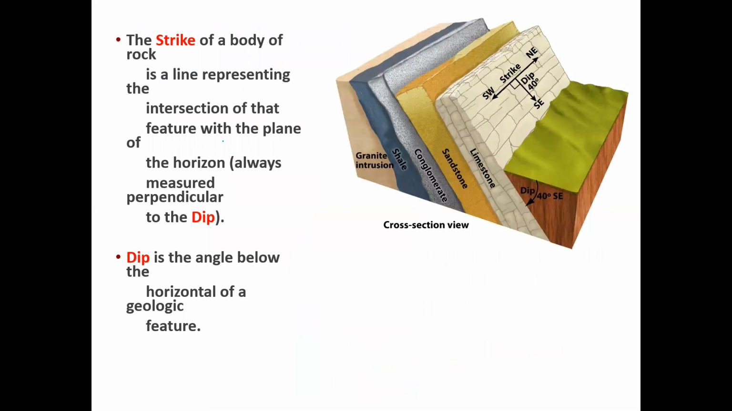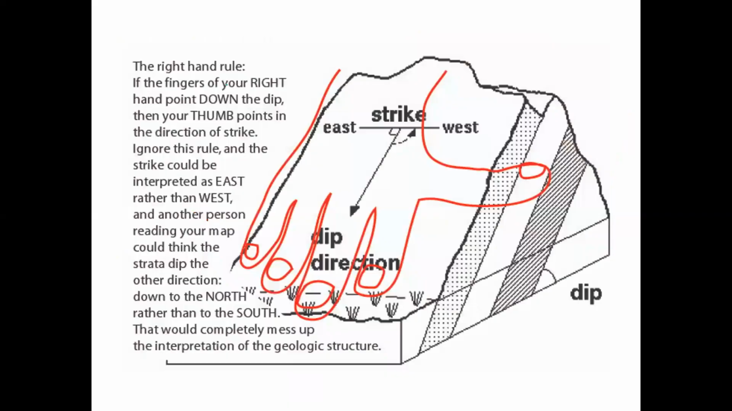So the strike, let me just go to this one right here. This is the right hand rule. If the fingers of your right hand point down dip, then your thumb points in the direction of the strike. If you ignore that rule, then you might misinterpret the strike of the rock. So put your right hand on the rock, down dip, and your thumb will point in the direction of the strike.